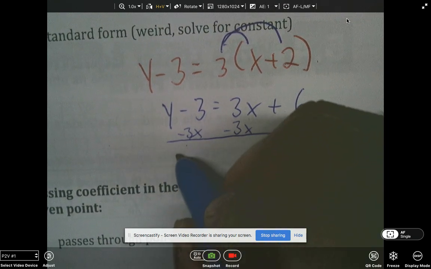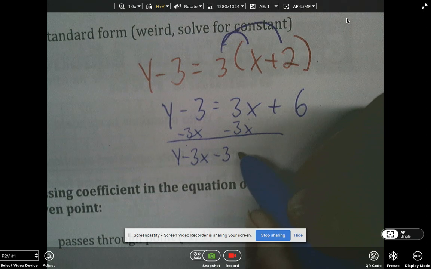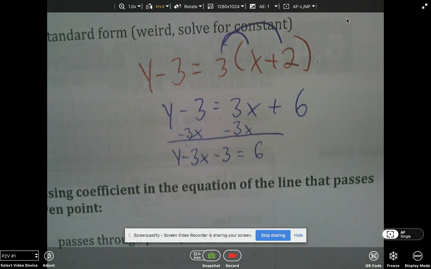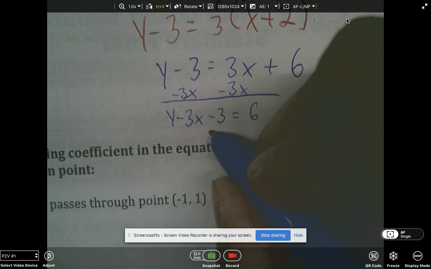And I'm going to be left with y minus 3x minus 3 equals 6. And then what would the last step be? Maybe add 3 to both sides.